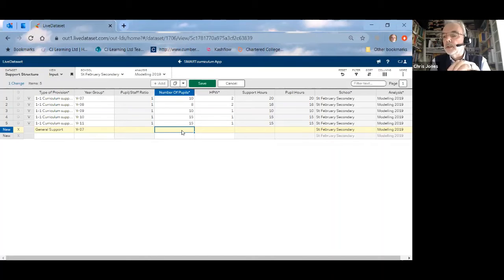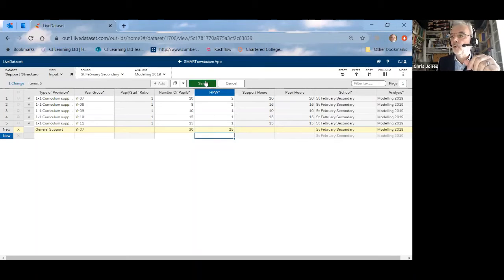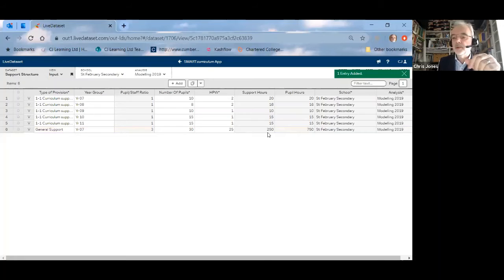Now remember, the general support was in class and it was on a ratio of 1 to 3. So if I've got 30 students, that's actually 10 sessions, and I'm going to do it across the whole week. So I've got 30 students getting full-time support. That will be 250 hours because it's 25 hours, 30 students in a ratio of 1 to 10. Therefore, I need 250 hours to do that.